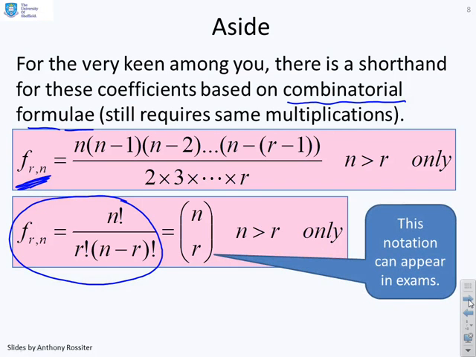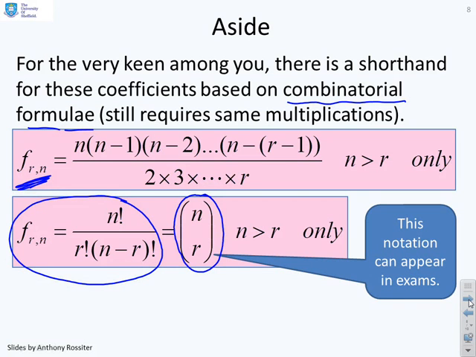Now, a key point here is in exams, you may see this notation here. You can see in the brackets with an n over an r, and these two mean the same thing, so you need to remember this notation just in case it comes up.